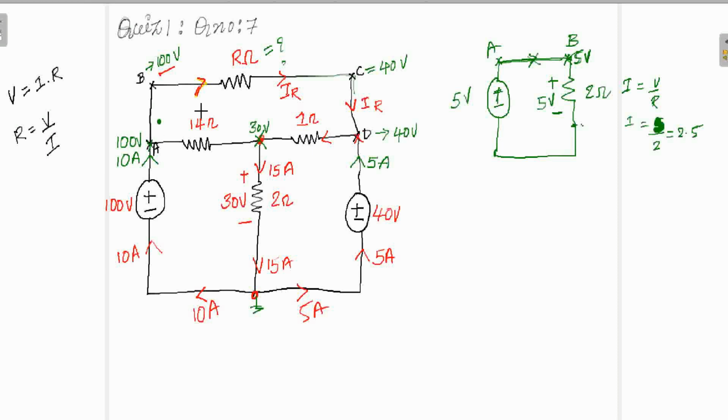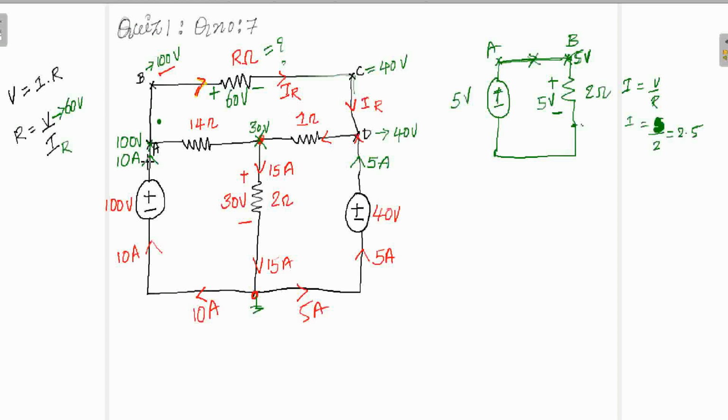So here in 14 ohms, I need to find IR. If I know this IR value, it is possible to find. I already know the V value is 60 volts. 100 minus 40, that is, here I got 60 volts. I need to know the IR value, that is the current flowing through this R ohms.